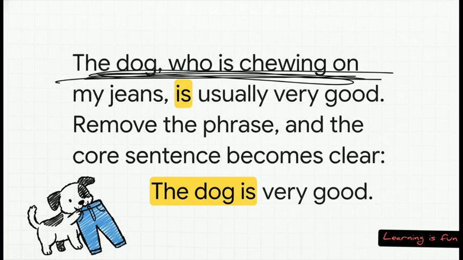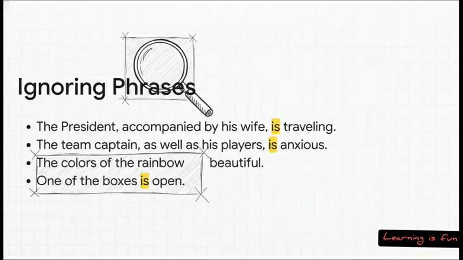It's just extra information. Now imagine you just put your hand over it or mentally cross it out. What are you left with? The dog is usually very good. Bam! Suddenly, it's crystal clear. The dog is. So the big takeaway here is you have to train your brain to see past these distractions.